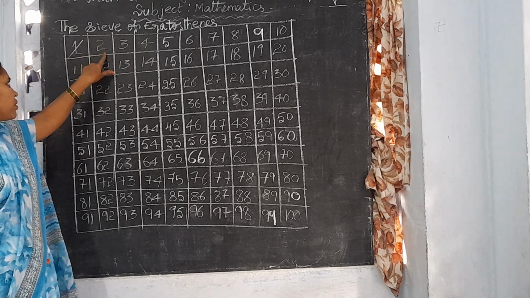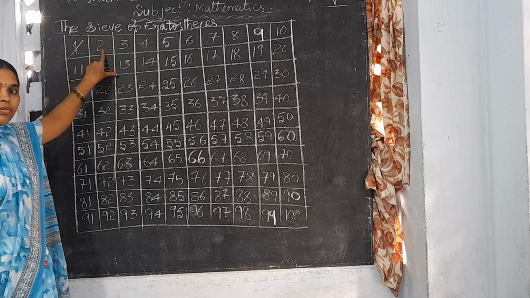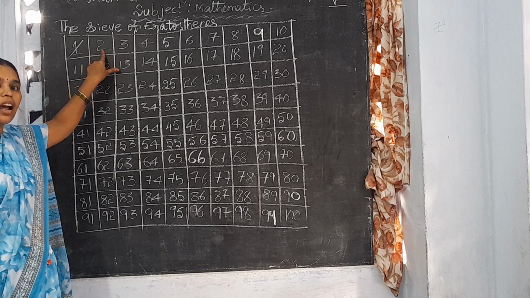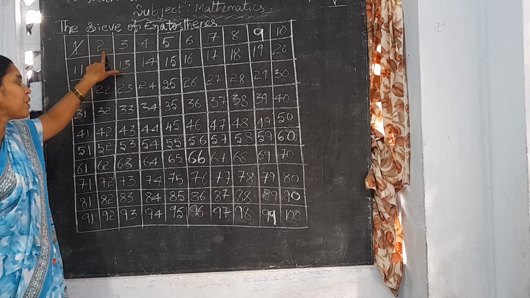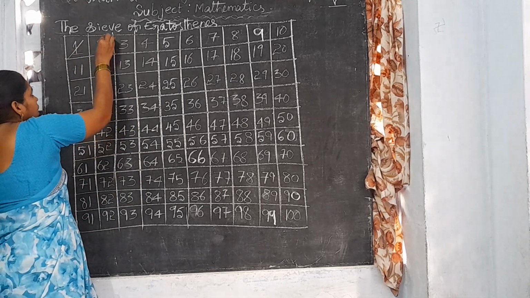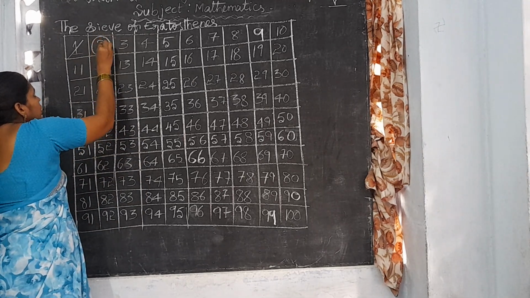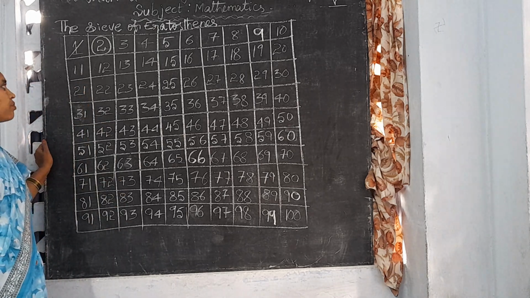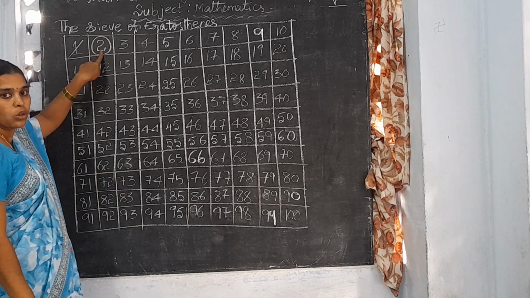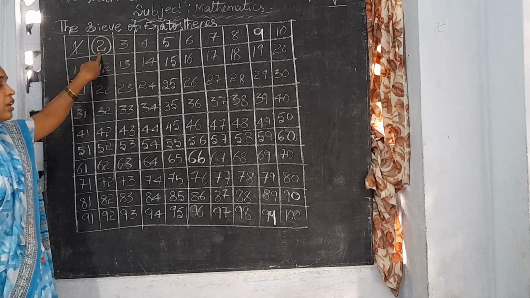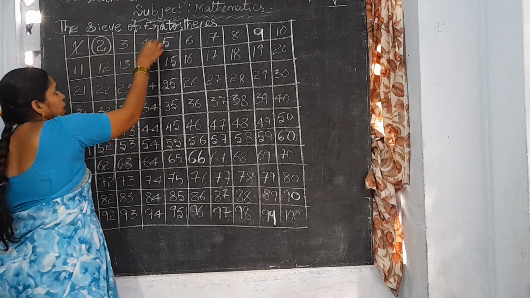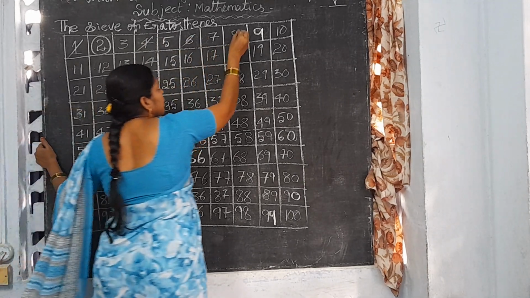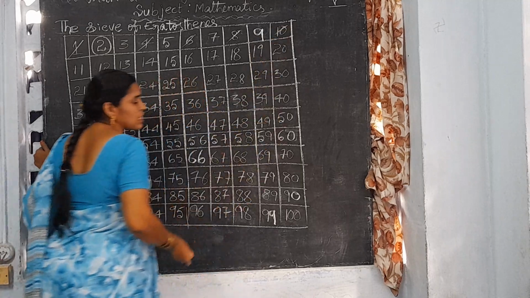Then the second one, is 2 a prime number? Yes, because it has only 2 factors, that is 1 and the number itself. So, please circle the 2. Now you see, all the multiples of 2 you cross out. That means 2 is a prime number, leave the first one. Now, 2 twos are 4, strike out. 2 threes are 6, 2 fours are 8, 2 fives are 10.